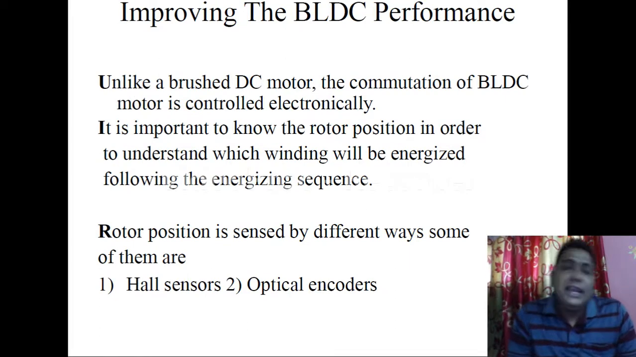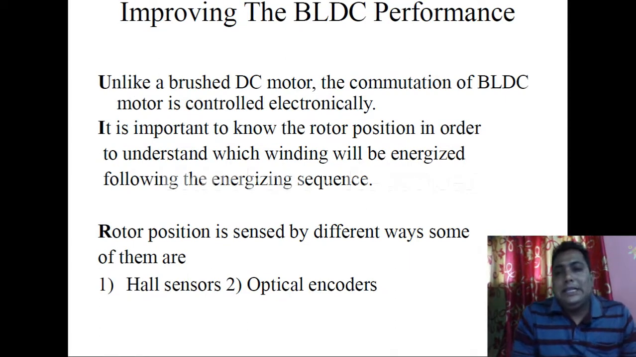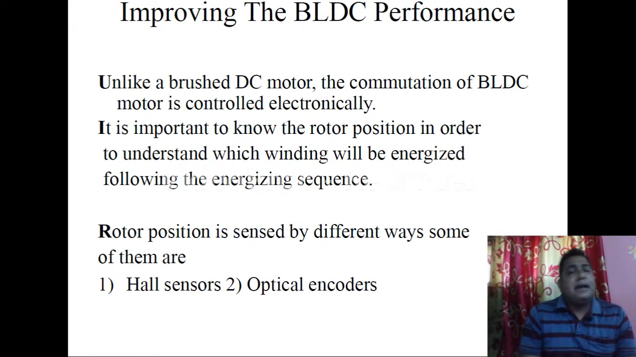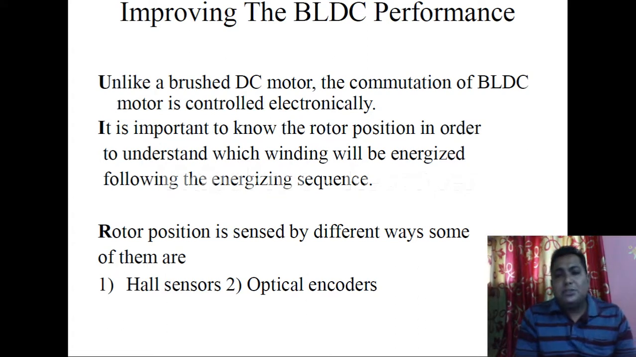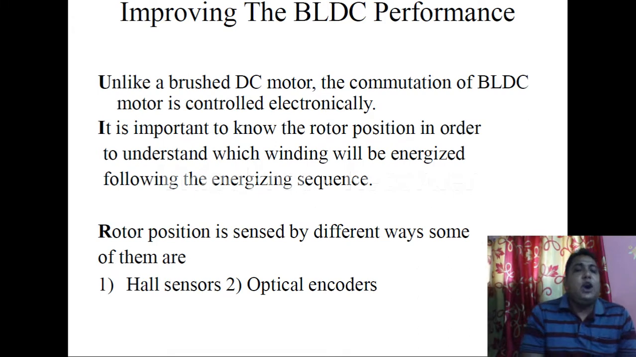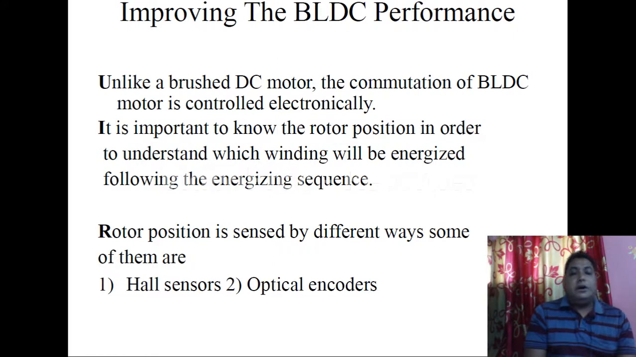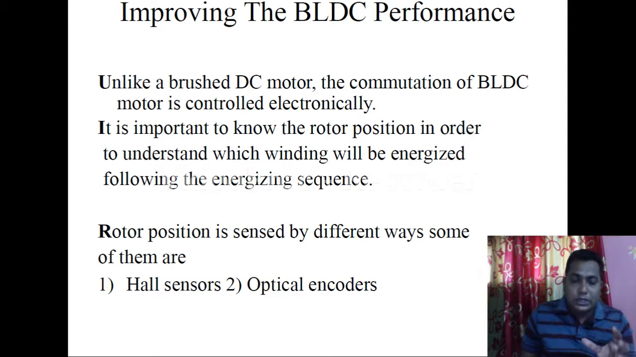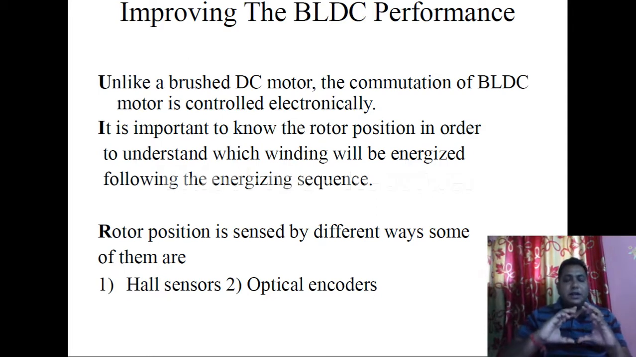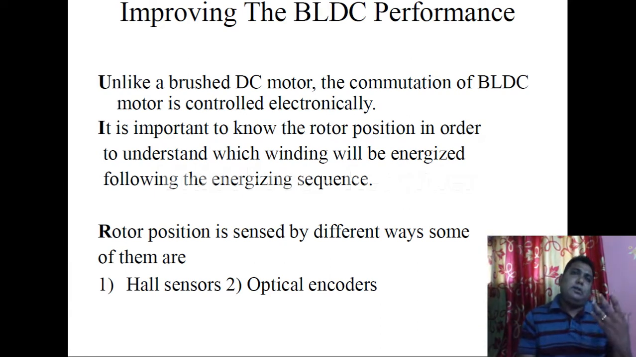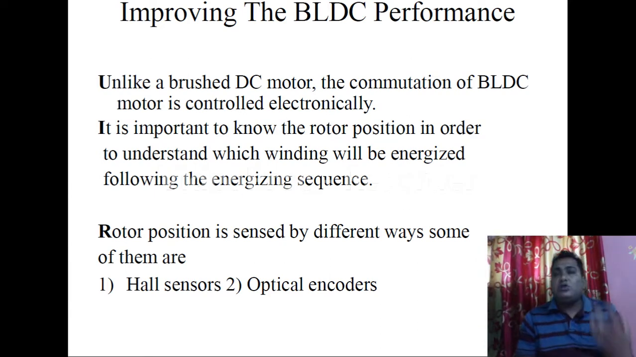So how can we improve the BLDC performance? Unlike a brushed DC motor, the commutation of a brushless DC motor is controlled electronically. It is important to know the rotor position in order to understand which winding will be energized, following the energizing sequence. That means we have to understand the location of the rotor shaft, so that the next coil to be energized can be determined.